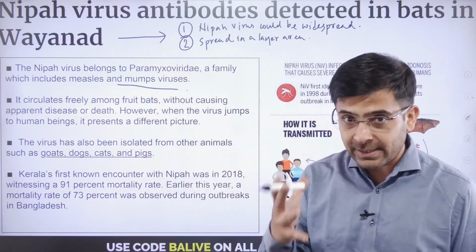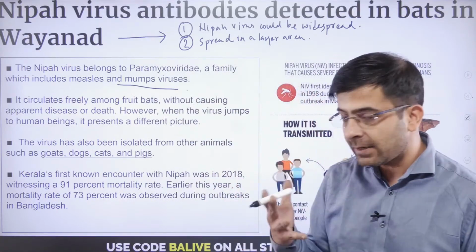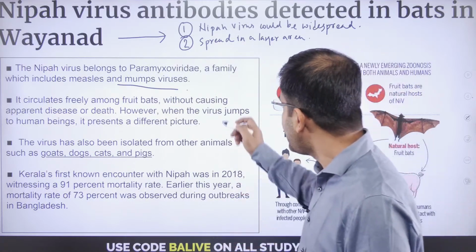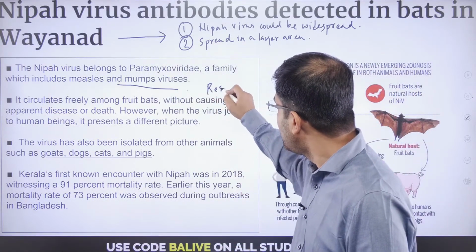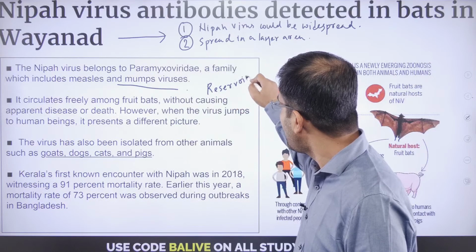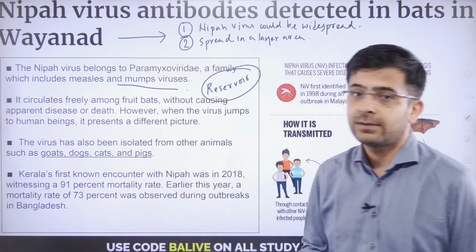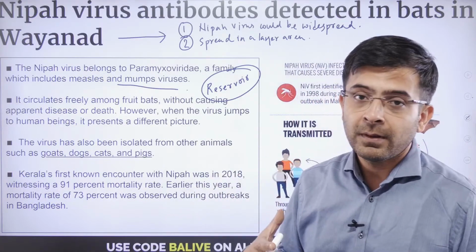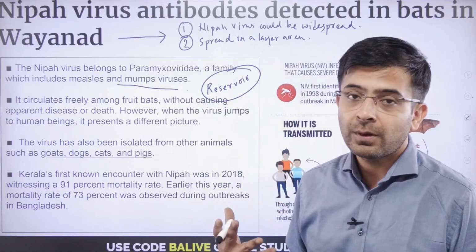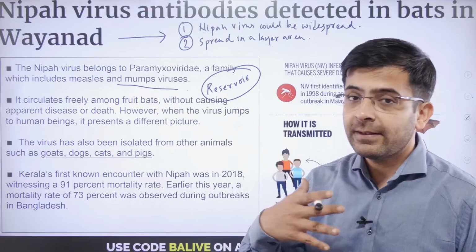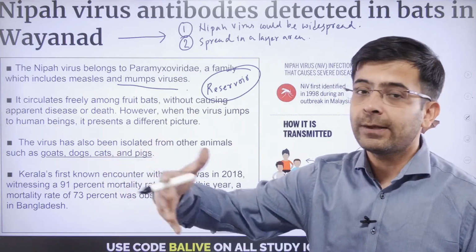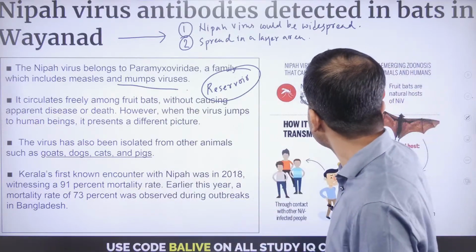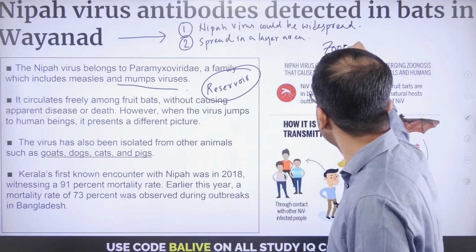Now the fruit bats, the most famous animal in recent years. The fruit bats are essentially the reservoir of NEPA virus. What does that mean? That they carry the NEPA within them, and it does not affect them. Then when they transmit it to some other animal, it spreads out. So if you understand it, it's a zoonotic disease.